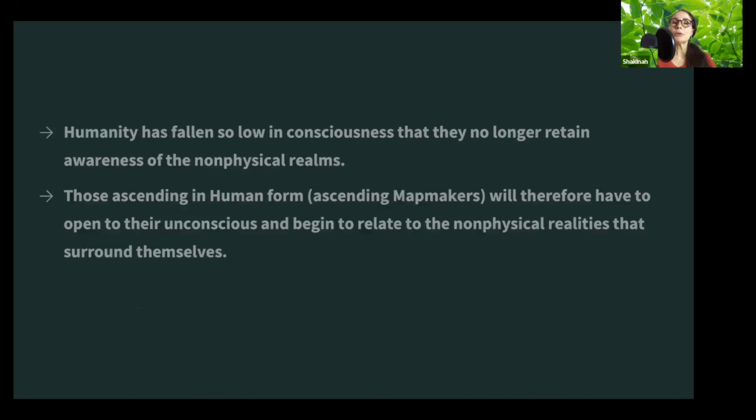Humanity has fallen so low in consciousness that they no longer retain awareness of the non-physical realms. Those ascending in human form, the ascending mapmakers, will therefore have to open to their unconscious and begin to relate to the non-physical realities that surround themselves.